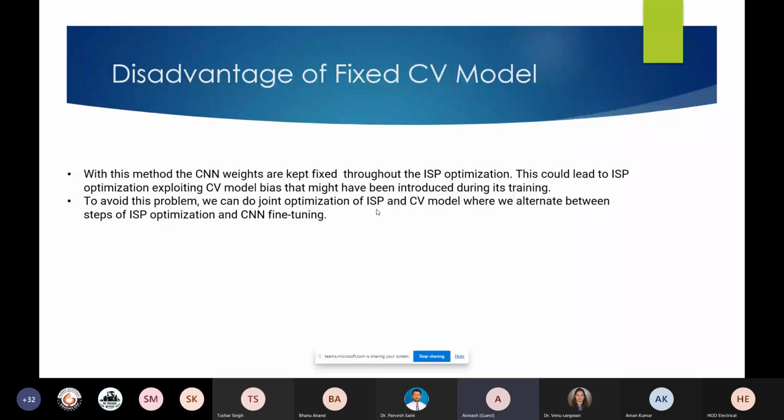One way to do that would be to do various small optimization steps, where one optimization step would be done for ISP optimization, followed by CNN fine-tuning. And we repeat that process to get to a more unbiased point.